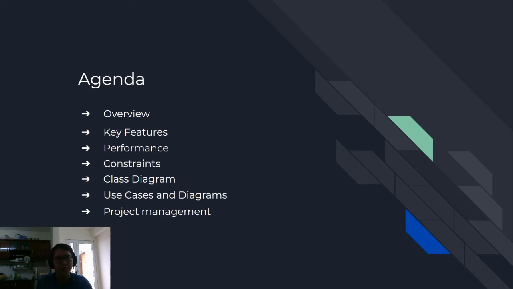Next I will go over the performance criteria and the constraints of this application, and then I will go over the design of our application with a class diagram. Next, we will go over the use cases and their respective diagrams. Finally, we go over the project management steps, test plan and development schedule.